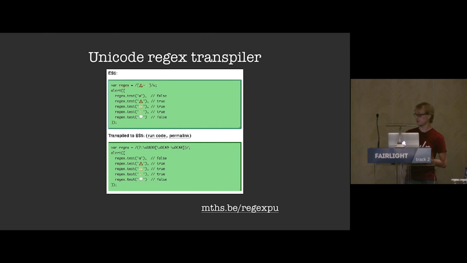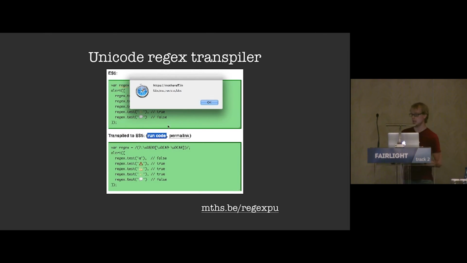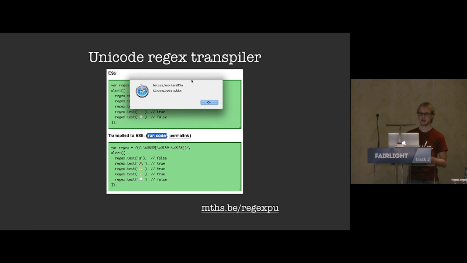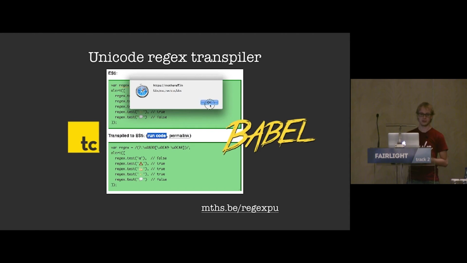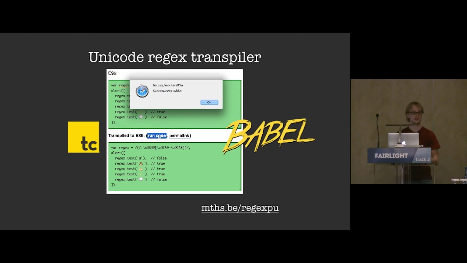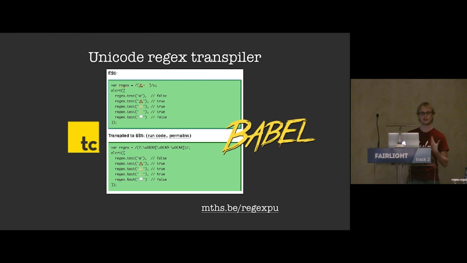And there's a live demo of it online. You can try it out if you like. And it actually works in existing browsers. And the good news is if you're already using ES6 today, if you're using a transpiler like Traceur or Babel, perhaps, as part of your build pipeline, you can already start using the U flag as well, because both these transpilers use Regexpu internally to transpile these regular expressions for you.